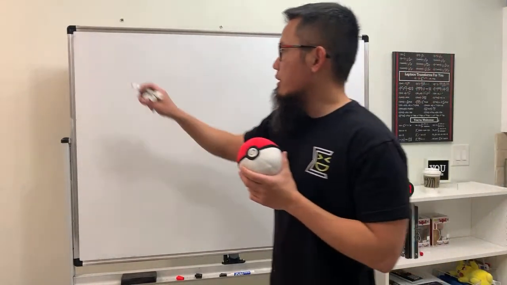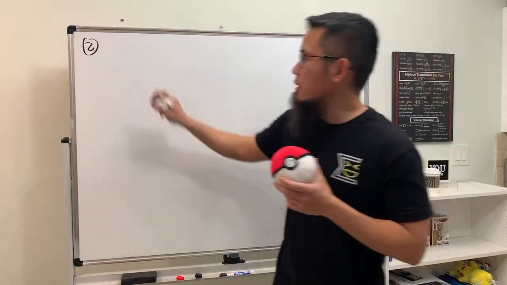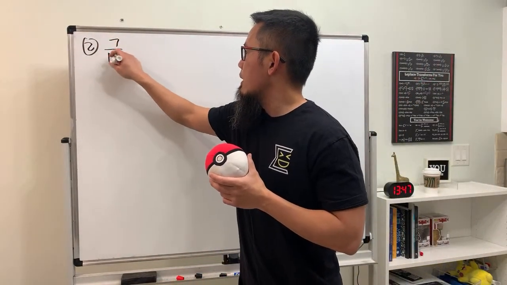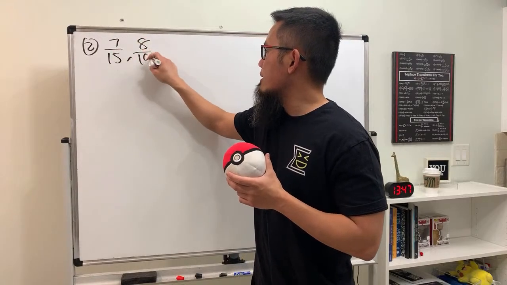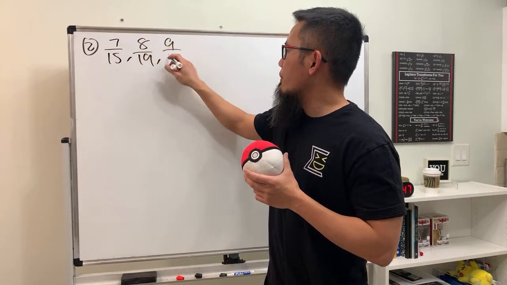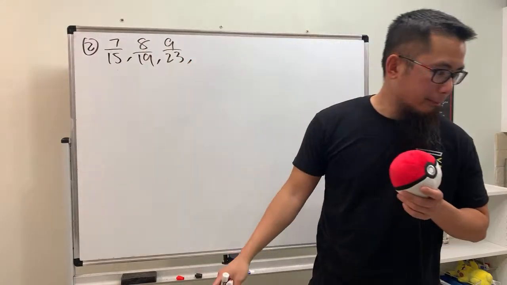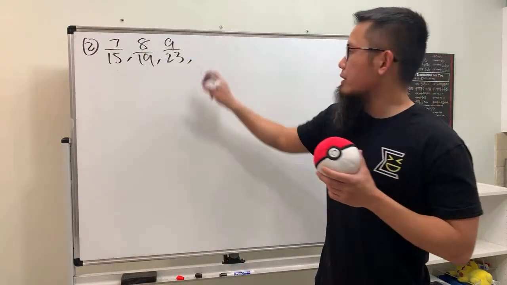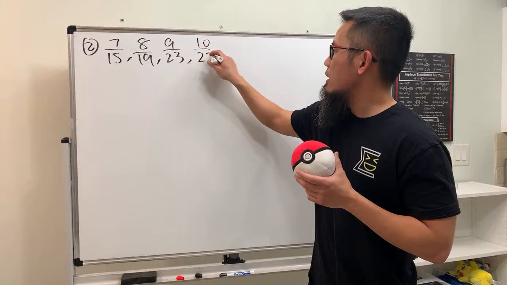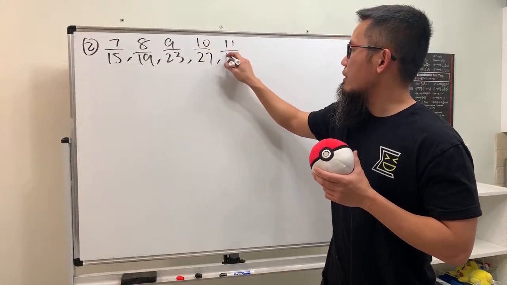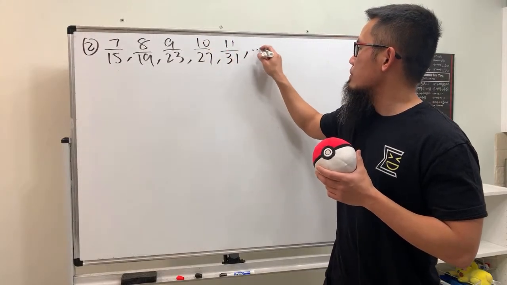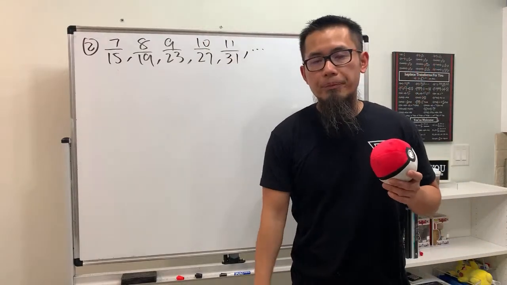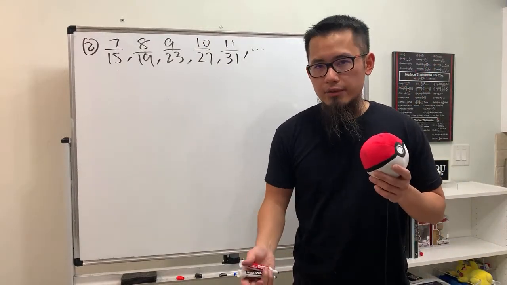All right, question number 2. Here is the question. We have 7/15, and then 8/19, and then 9/23, 10/27, and then the next one, 11/31, and so on, so on, so on, right? So that's the deal. First question, does a_n converge or not?